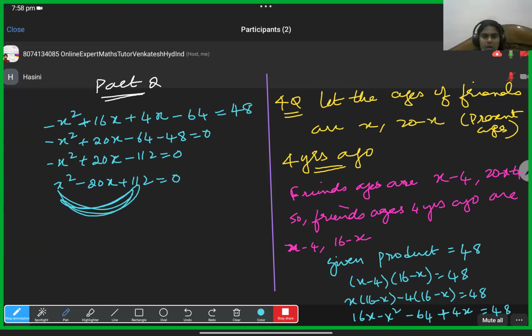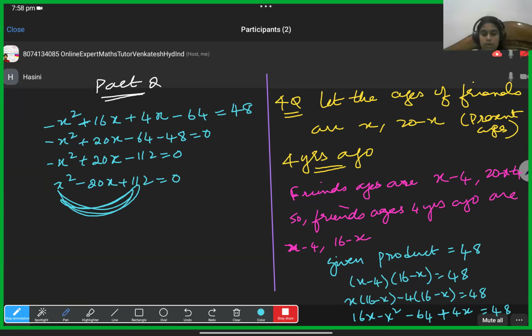Because if you try to do factorization here, splitting the middle term is not coming. You can check, I checked till the 6 table, Hasni. 7 table, 7 into 7 is 49, 7 into 16. 16 plus 7 is 23, and 16 minus 7 is 9. So the middle term is not coming. Because of that reason, I think no other numbers will come either.